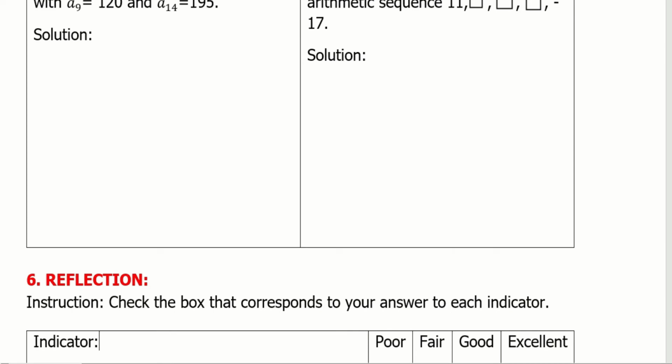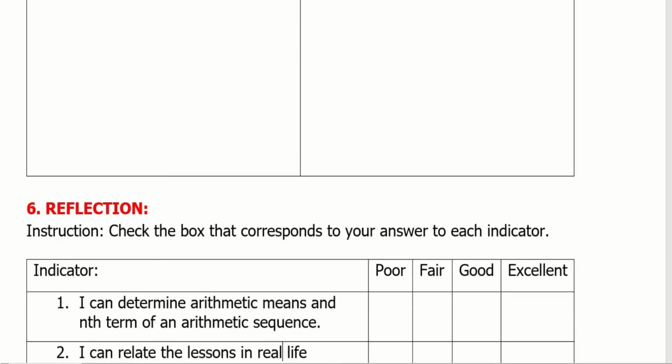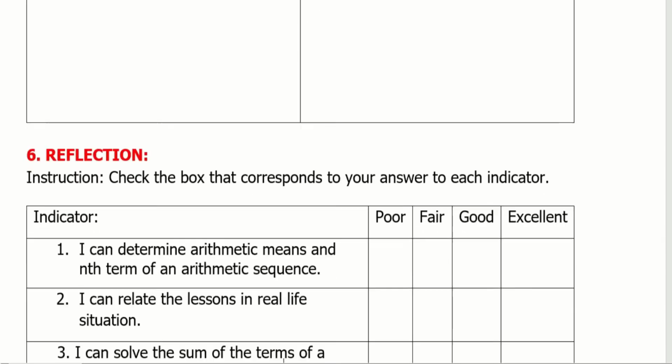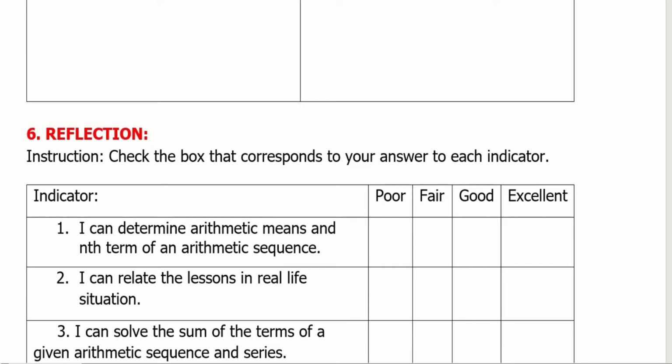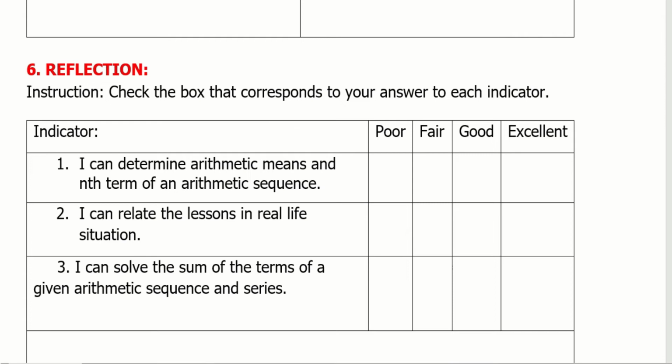of the teacher, the reflection part of the reflective teaching. So next we have the instruction. Check the box that corresponds to your answer to each indicator. So the students will fill up the table below as prepared by the teacher. So we have the indicator for fair, good, and excellent. So as the instruction says, the students are going to check the box that corresponds to their answer.